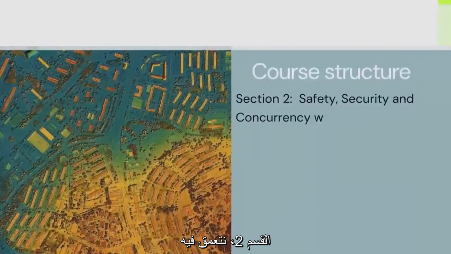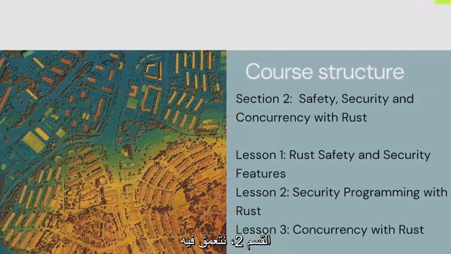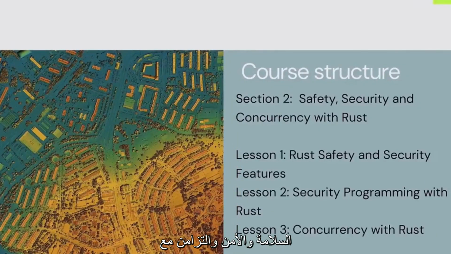Next, in section 2, we dive into safety, security, and concurrency with Rust. And to do that, we get into some of the core features of security and safety with Rust, like understanding multi-factor authentication, understanding encryption, understanding how to deal with mutable and immutable data structures.